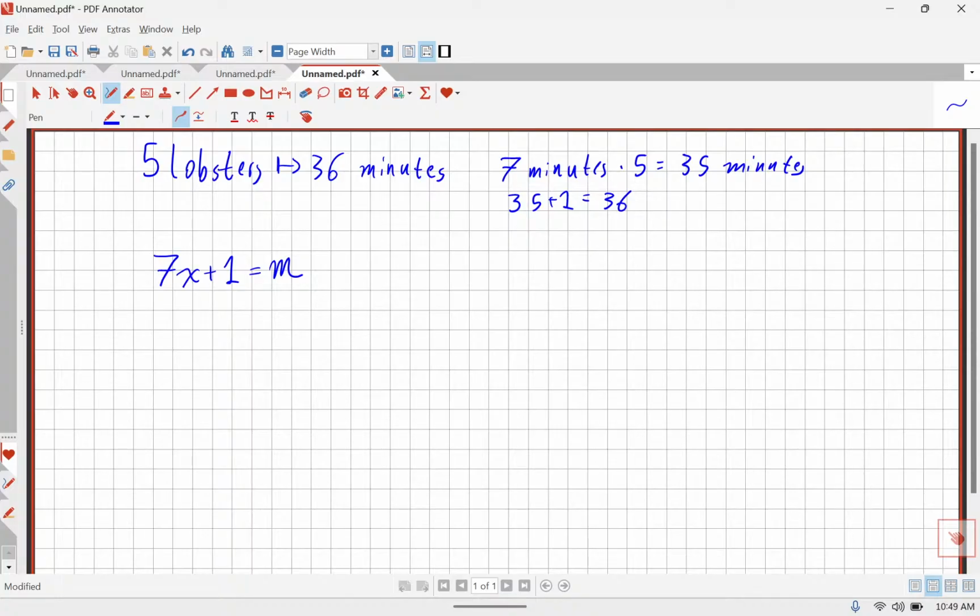How many of us came up with something like this? Maybe you use different letters. Maybe it's in a different order. It's no big deal. You could do m equals 1 plus 7x, 7l plus 1 equals t, whatever. It doesn't matter to me what you do.